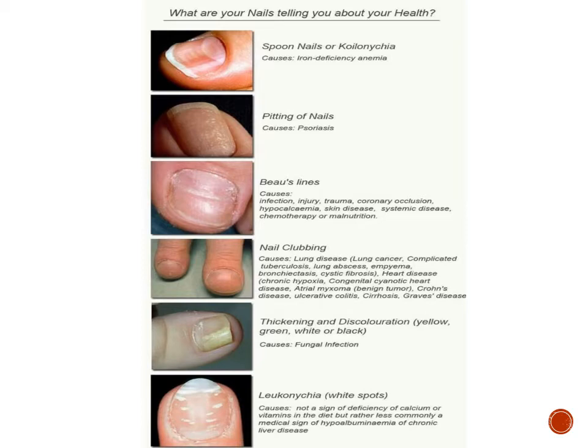Beau's lines are indentations that run across the nails that appear when the growth at the area under the cuticle is interrupted by injury or severe illness. Nail clubbing may be associated with heart or lung disease. Thickening and discoloration of the nail may be due to infections. Leukonychia or white spots on the nail can occur due to injury to the nail bed because of frequent manicures or pedicures that may damage the nail bed.